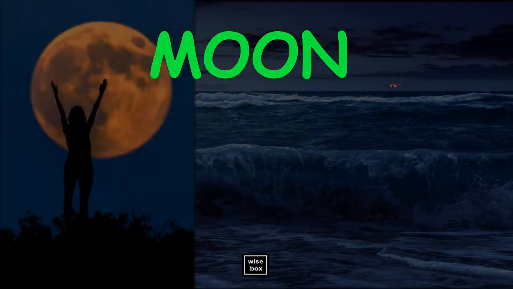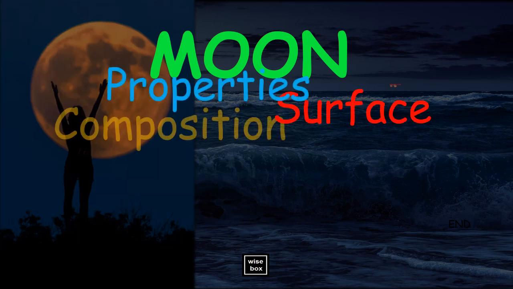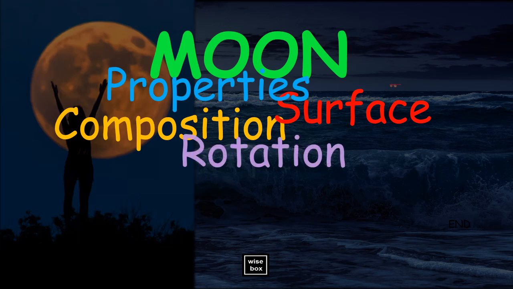The Moon has fascinated us for millennia, influencing cultures, calendars, and even our oceans. Let us explore various aspects of the Moon, including its properties, surface, composition, and its synchronous rotation.